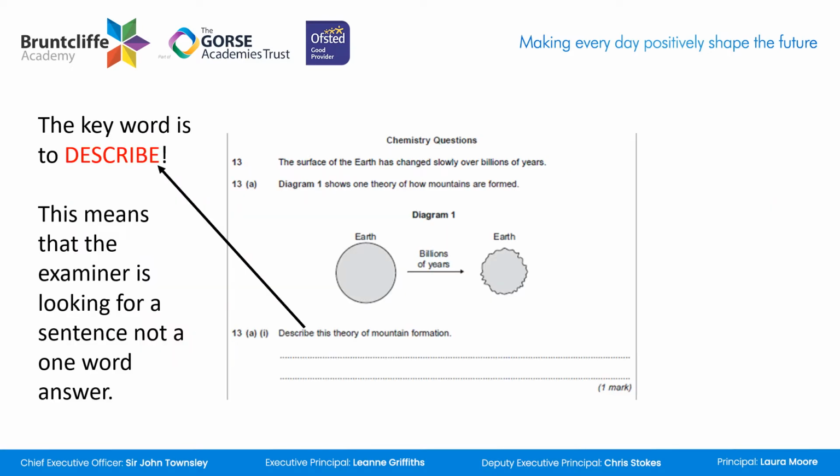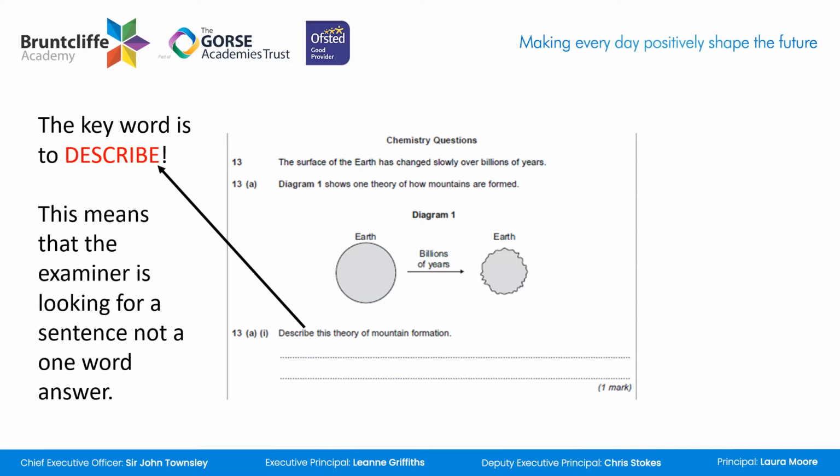Let's continue looking at exam rubric. This time I've chosen a chemistry question. The question asks you to describe this theory of mountain formation. The first thing that you must ensure is that you have read the question and you have looked at the diagram. Most of the answers for a describe could be found within the diagram or the information provided.